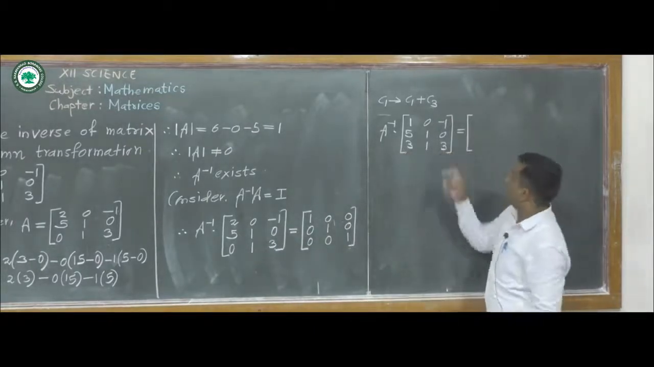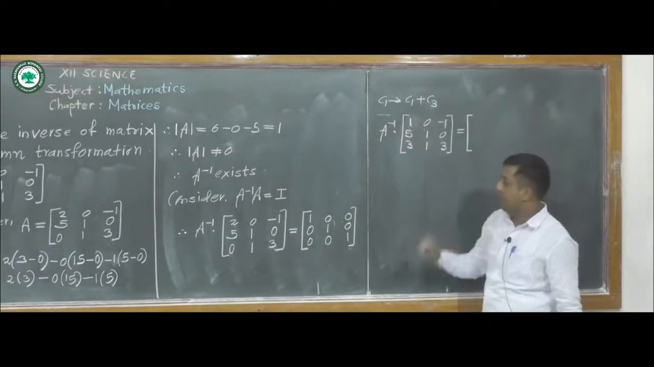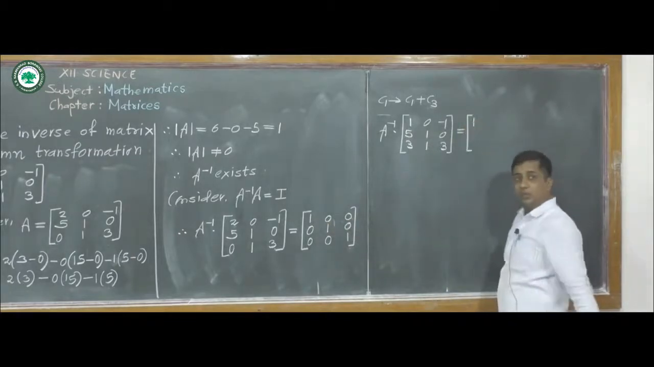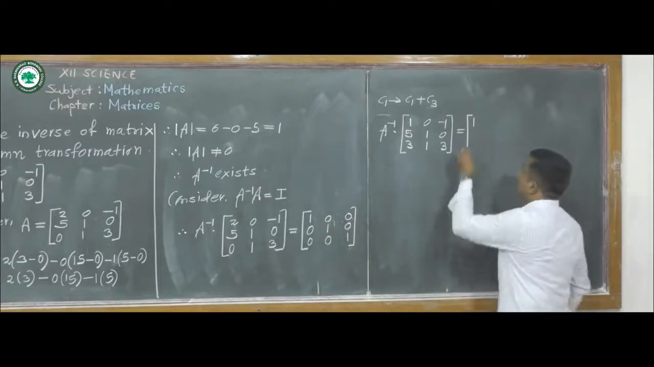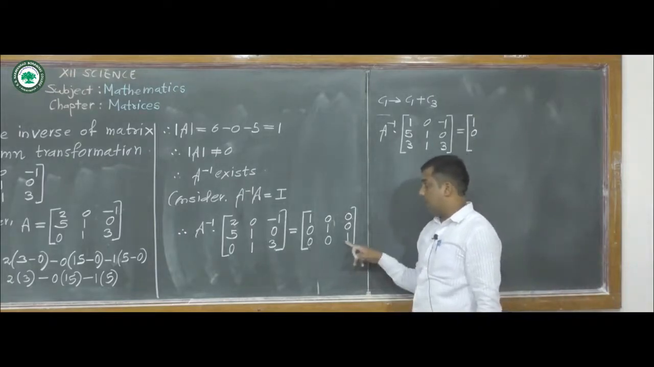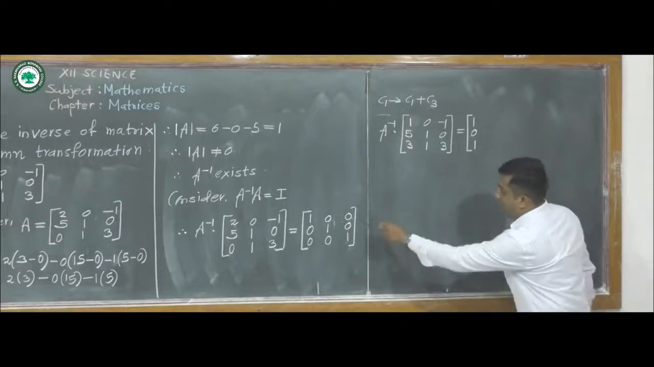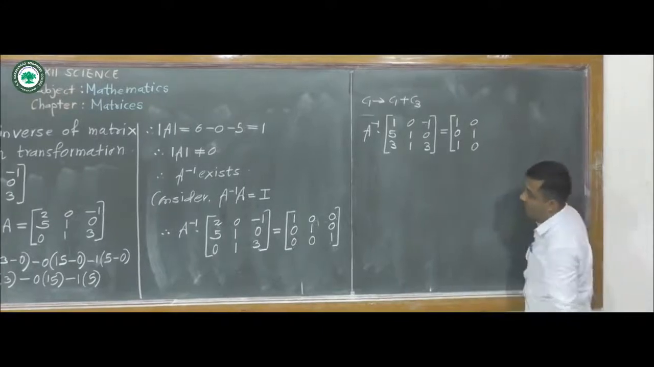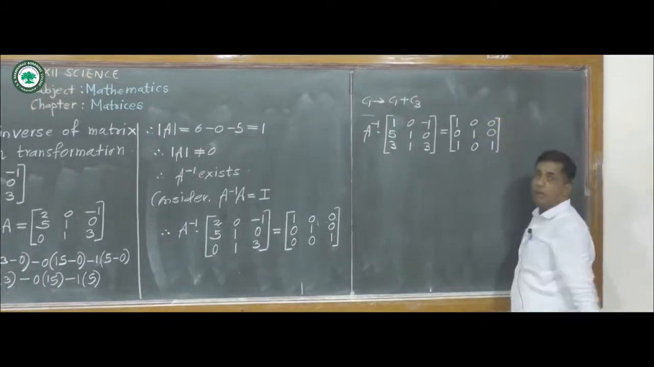This is equal to, then we perform the same transformation on the RHS. For the first column we consider C1 plus C3: 1 plus 0 is 1, next 0 plus 0 is 0, next 0 plus 1 is again 1. Now we keep the second and third columns as they are, that is 0, 1, 0 for the second and 0, 0, 1 for the third.